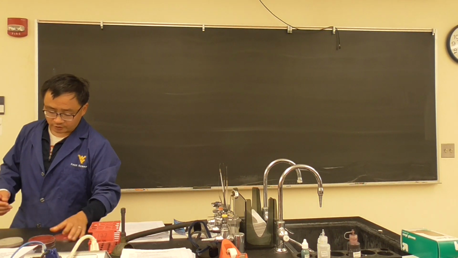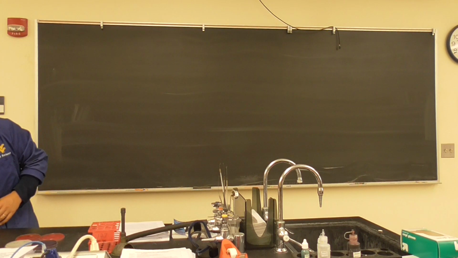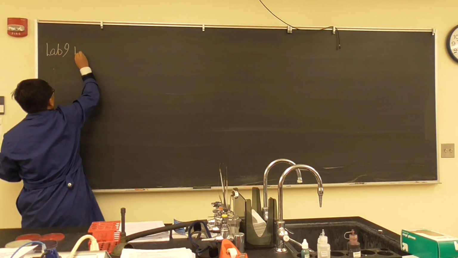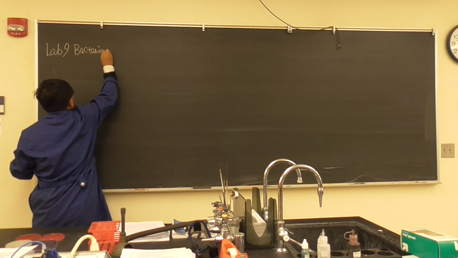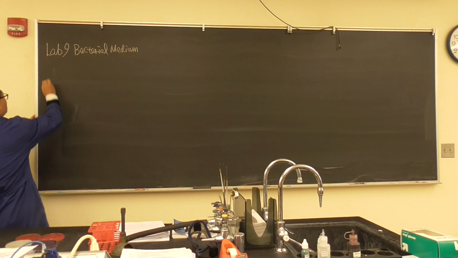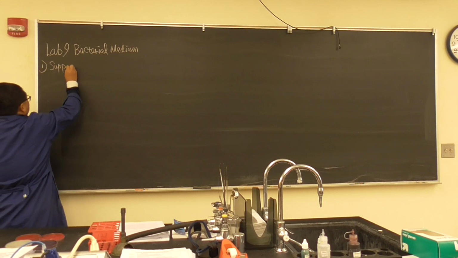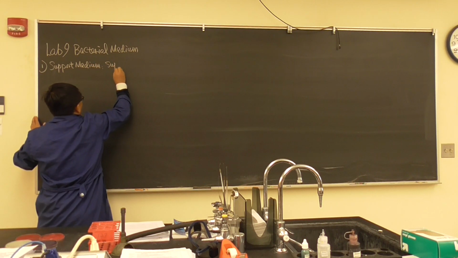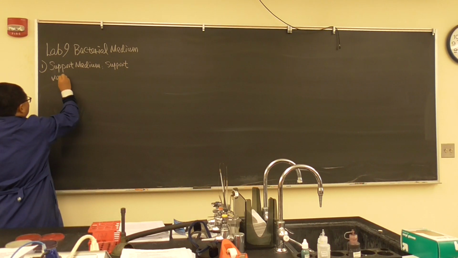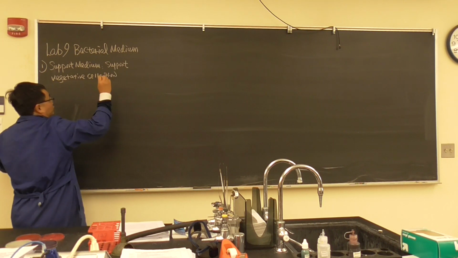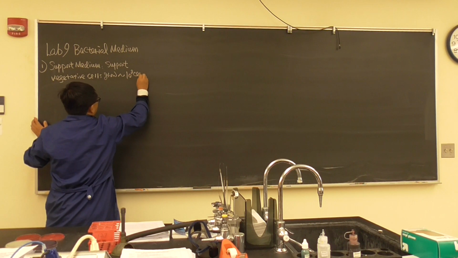Okay, today we will talk about 4 different media. This is important information directly related to what we talked about in the lecture. This is lab 9, bacterial media, and we focus on the agar, okay? So number one, we have support media. What is support media? It supports vegetative cells to grow dramatically, around 10 to the 8 cells per ml.